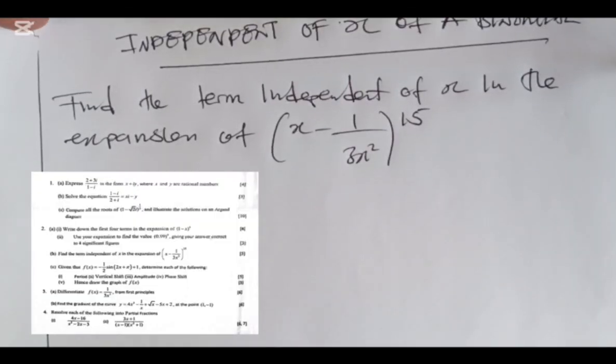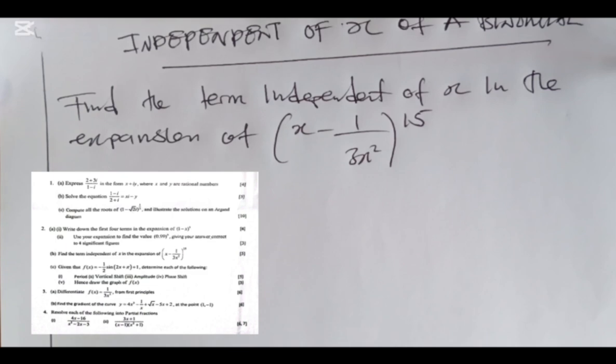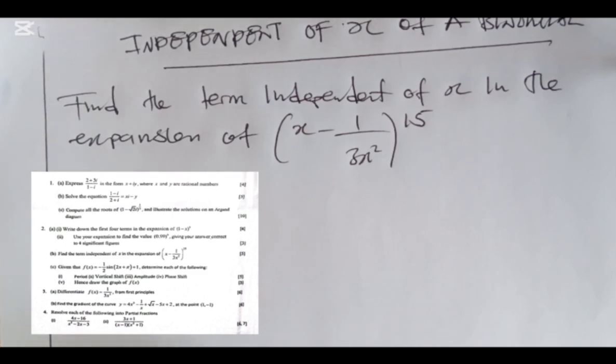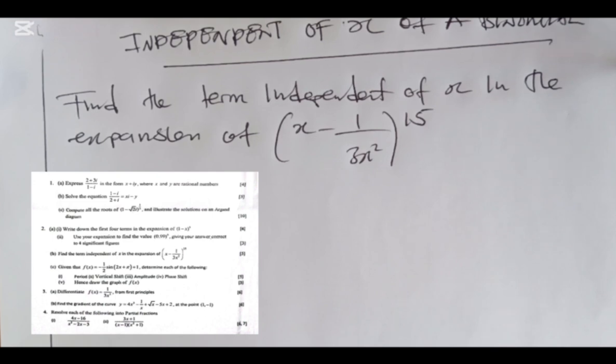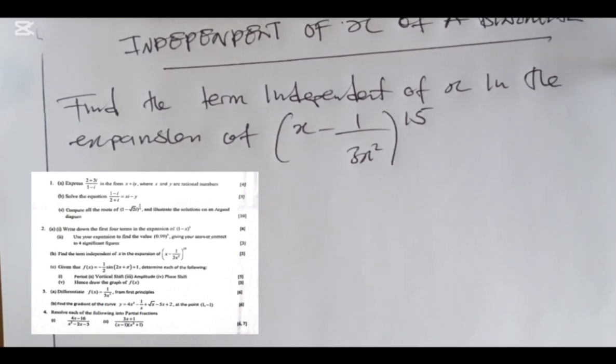Okay, so today we'll look at how to find the independent term of x in a binomial function. Alright, so this one is a quick revision, but it's an effective one which will make you understand how to work out the independent term of x in a binomial function. Alright, so this is an examination question which I got.